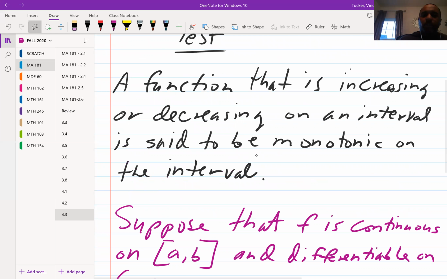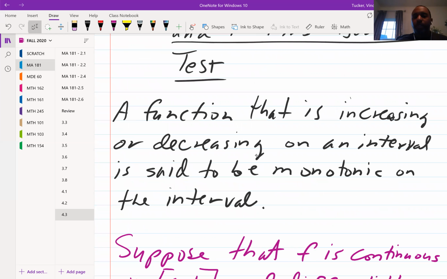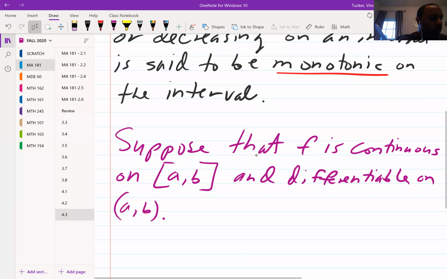All right, so a function that is increasing or decreasing on an interval is said to be monotonic on the interval. So that's all we mean by that. So then we get into a corollary. Suppose that f is continuous on the closed interval [a, b], and differentiable on the open interval (a, b).